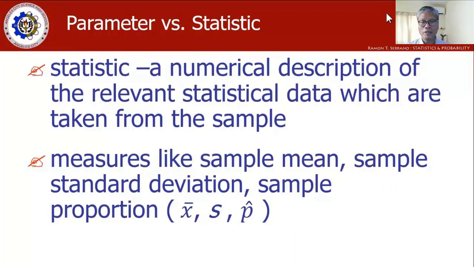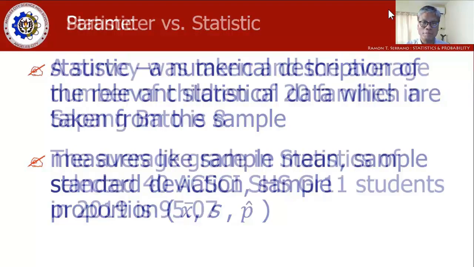A statistic is a numerical description of the relevant statistical data which are taken from your sample, from the samples that you have taken. Let's say you're talking about the whole Philippines, and you did a cluster, and you did some samples only for Luzon, and so your data will refer only to your samples from Luzon, and measures like sample mean, sample standard deviation, sample proportion. And take note of the symbols. They're quite different already. This time I'm introducing the differences between the population symbols and the sample symbols, okay?